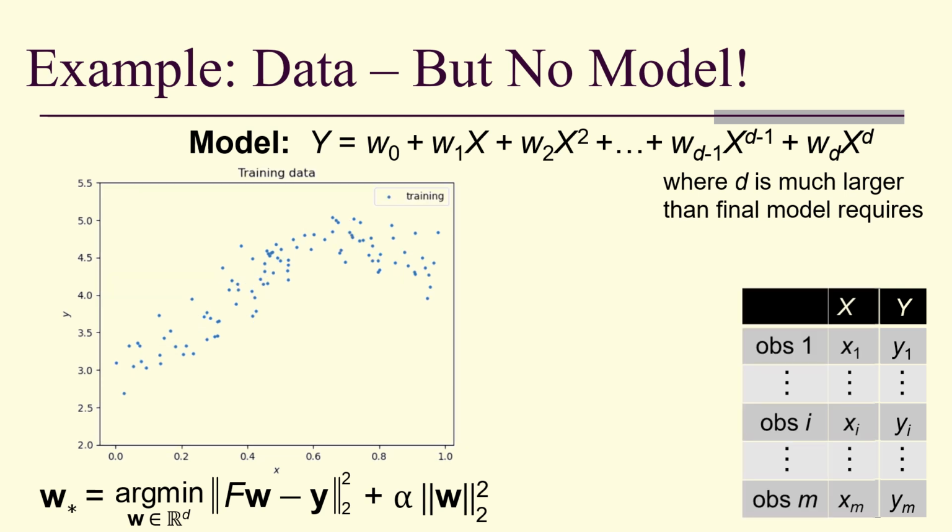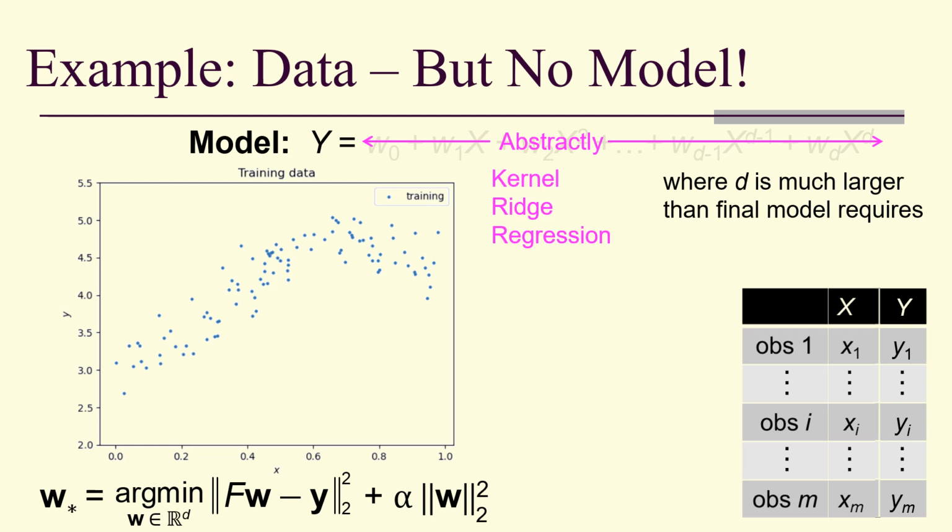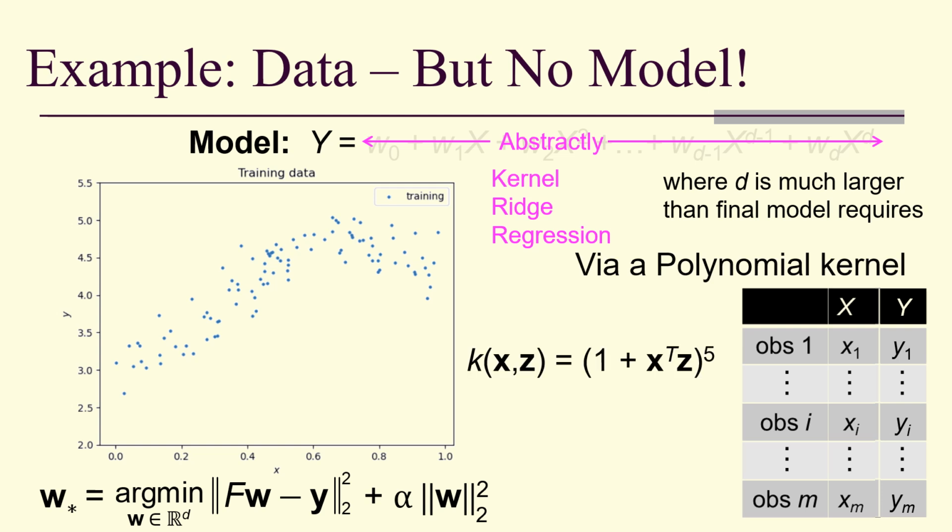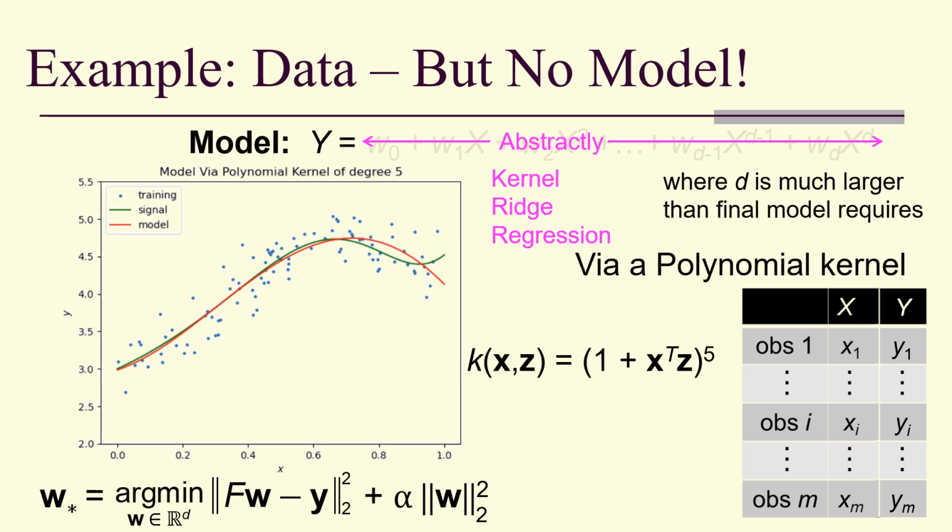Now, we also could have used kernel ridge regression. We're still going to get a model that's a polynomial, but this time it's going to be obtained abstractly. We're going to use kernel ridge regression via a polynomial kernel. In particular, the kernel is going to look like this. And when we do that, this is our model with a polynomial kernel of degree 5.